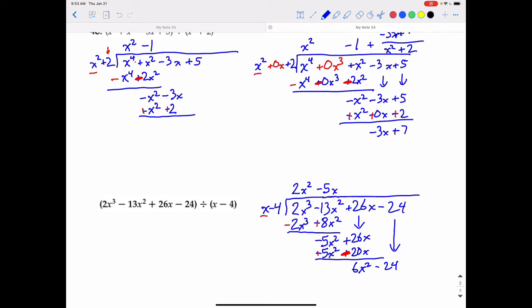So x times what is 6x, and that should not be squared, Mr. Quarter, so let me delete that. It's just 6x. So x times what is 6x, and that is going to be positive 6. 6 times x is 6x. 6 times negative 4 is negative 24. Change the signs, so we subtract the algebra way, and we get no remainder. So our answer is 2x squared minus 5x plus 6.